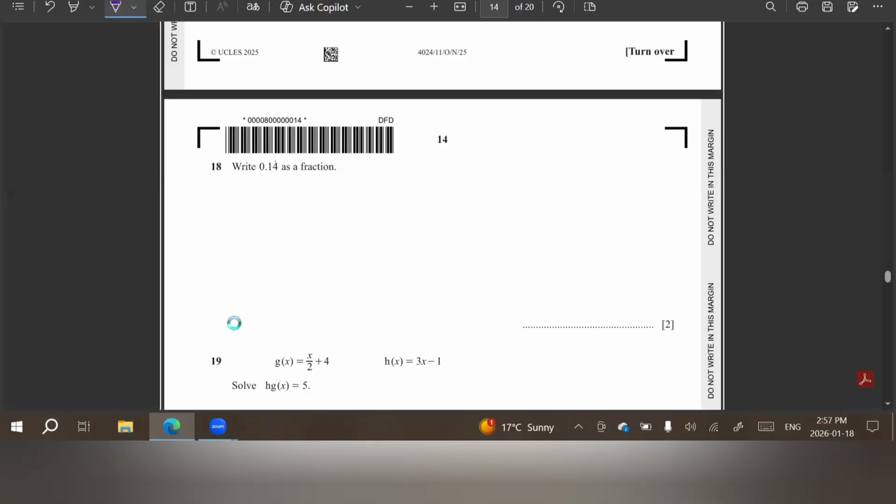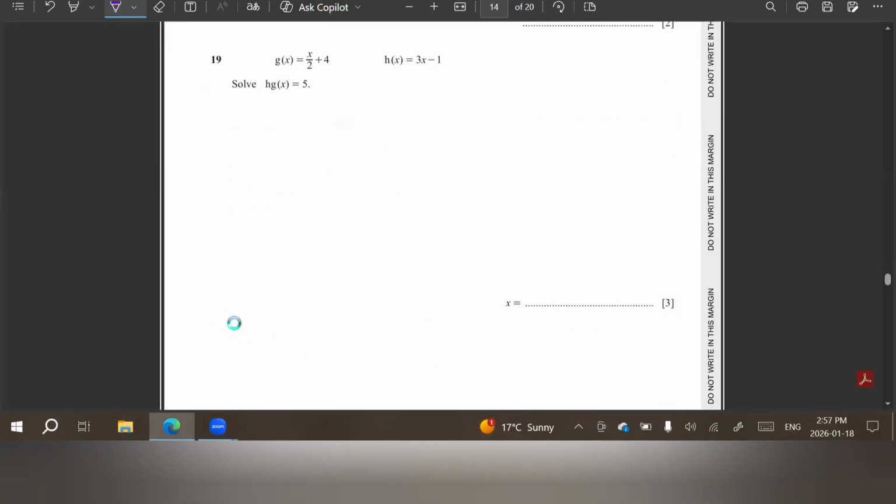The next is question number 19 now showing up on your screen. g of x is equal to x by 2 plus 4. h of x is equal to 3x minus 1. They want me to find this composite function. Is hg of x equal to 5?